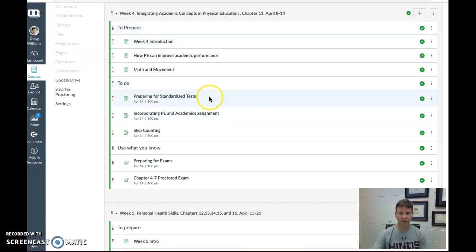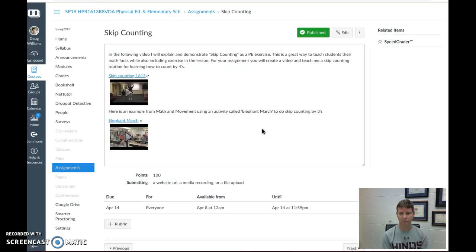You'll learn how to use physical education to prepare for standardized tests. You're going to have an assignment here where you're going to come up with an assignment or a lesson plan that incorporates PE and academics. You could use your book for this, or you can use the internet for this. You're going to do an assignment here on skip counting. Skip counting is when you learn to count by skipping numbers. So instead of counting by ones, I would count by twos. I would go 2, 4, 6, 8, or I could count by fives, 5, 10, 15, 20, 25, whatever you would want to do. So those are learning your math facts.